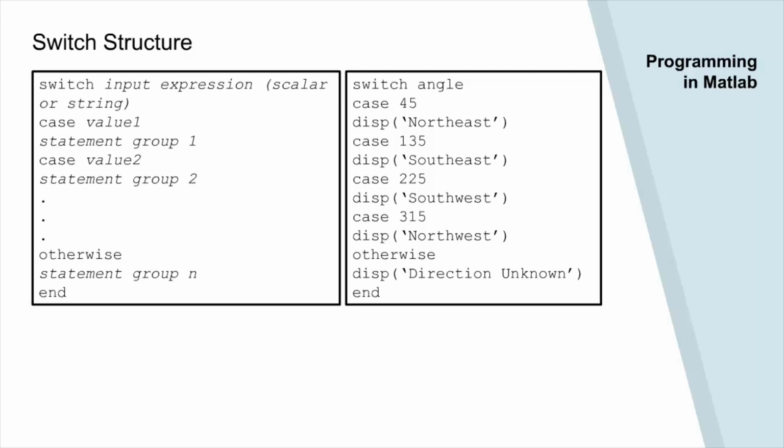For example, suppose the variable angle has an integer value that represents an angle measured in degrees from north. The switch block shown on the right displays the point on the compass that corresponds to that angle. So we have case 45 that corresponds to northeast, case 135 that corresponds to southeast, case 225 that corresponds to southwest, 315 that corresponds to northwest, and otherwise we say direction unknown.